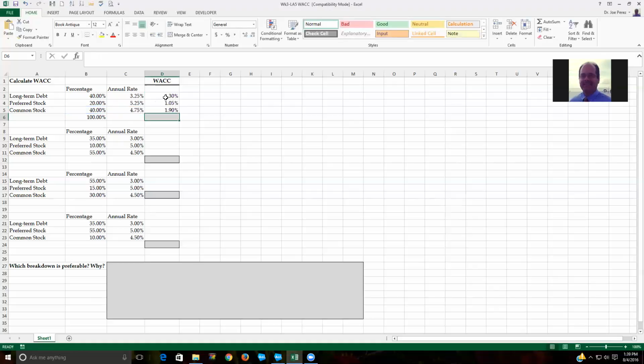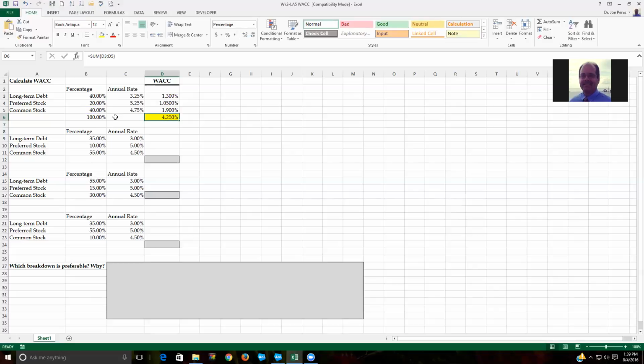4.75. These are your proportional weights, and all you have to do now to get your weighted average cost of capital is add these figures together, and there is your weighted average cost of capital for your portfolio here that you have, your long-term debt, preferred stock, and common stock. So here you have your weighted average cost of capital.